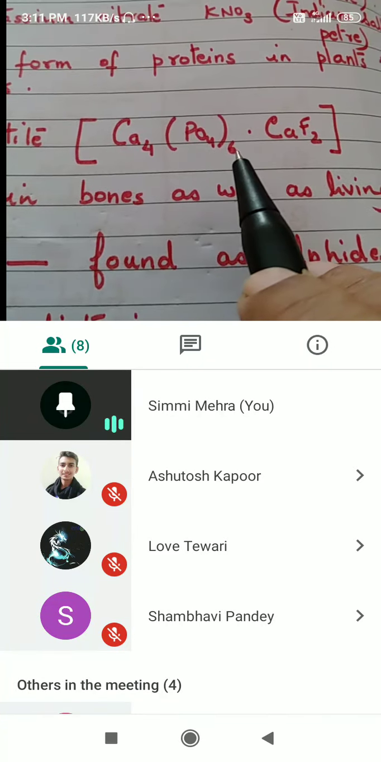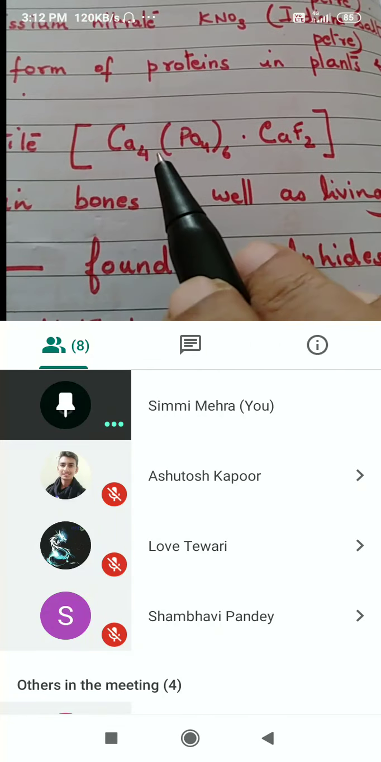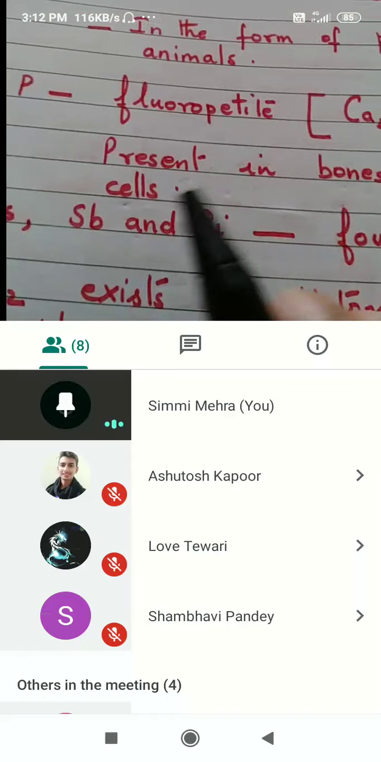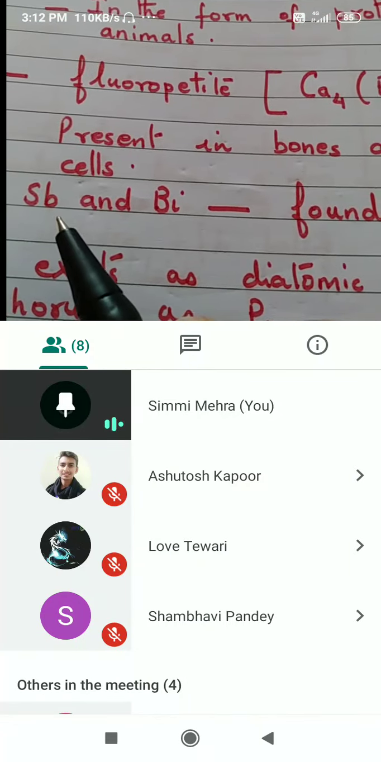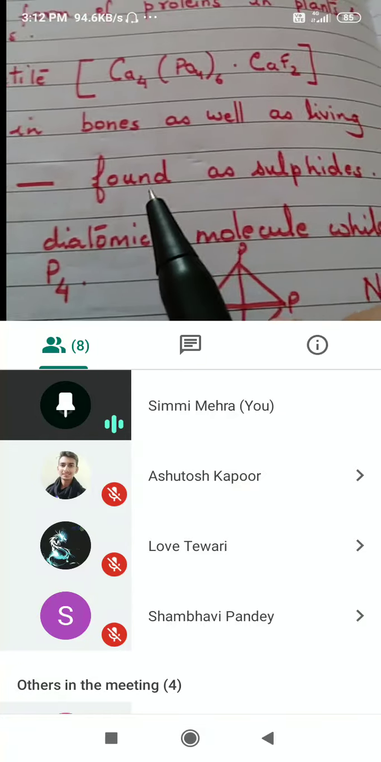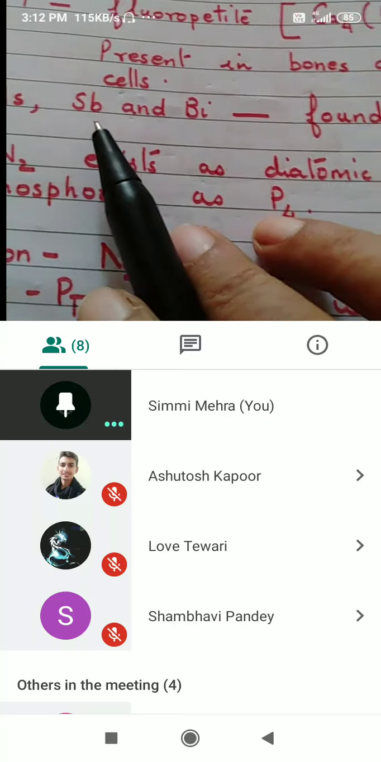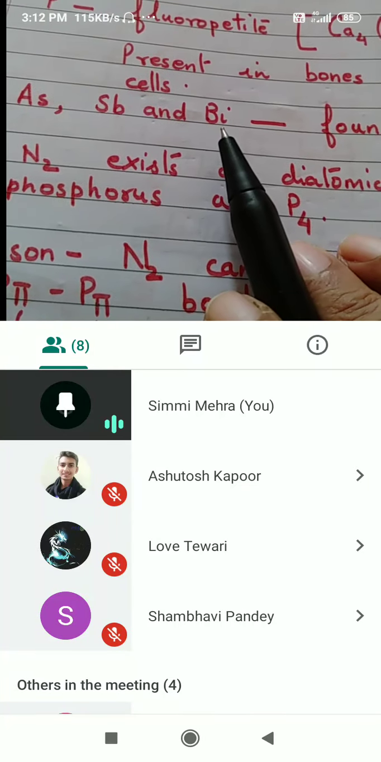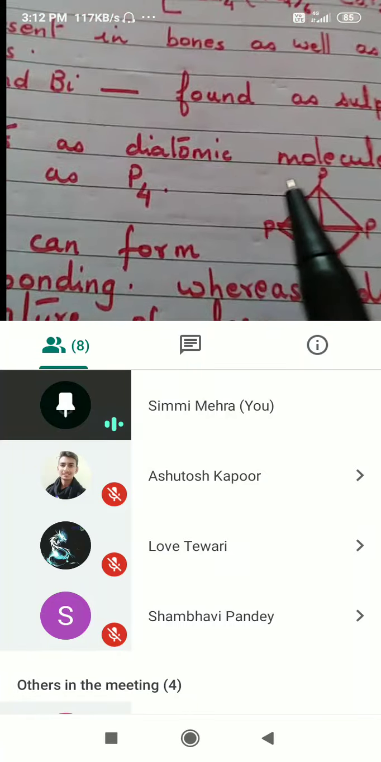Then phosphorus is present as fluorapatite, that is Ca9(PO4)6·CaF2, and calcium fluoride. It is a double salt of calcium phosphate and fluoride. It is also present in bones as well as living cells. Antimony and bismuth are found as sulfides, that is arsenic sulfide, antimony sulfide, and bismuth sulfide. They occur in nature.